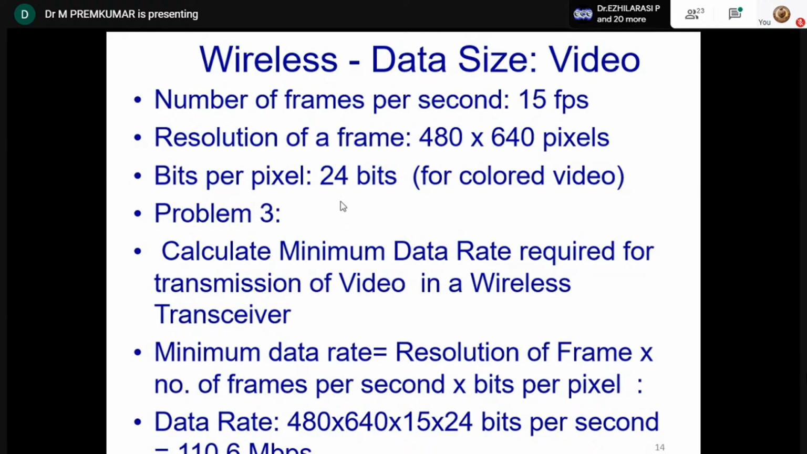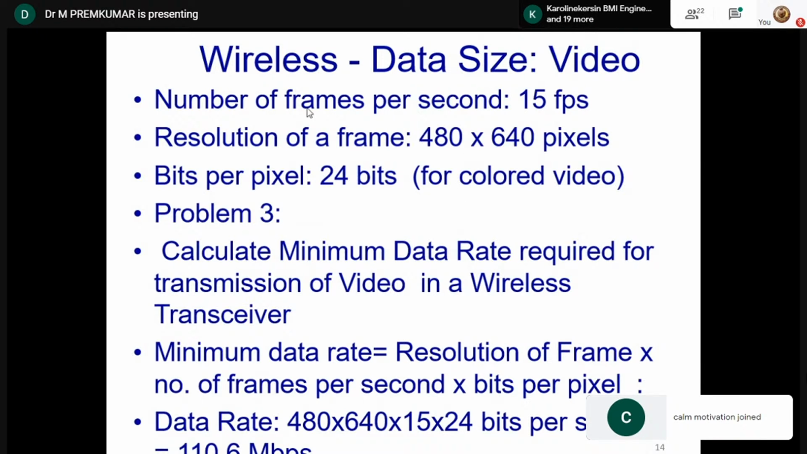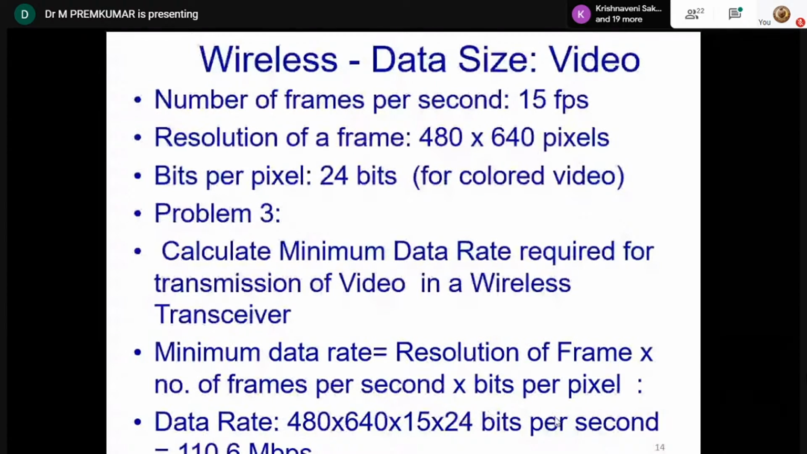Now, in case you want to calculate the data rate for a video signal, the same procedure applies. The minimum data rate is the resolution of a frame into the number of frames per second into bits per pixel. The resolution of a frame is given there, the number of frames per second is 15, and it is 24 bits per pixel. So it is around 110 Mbps. The data rate will be by far more for video signals.